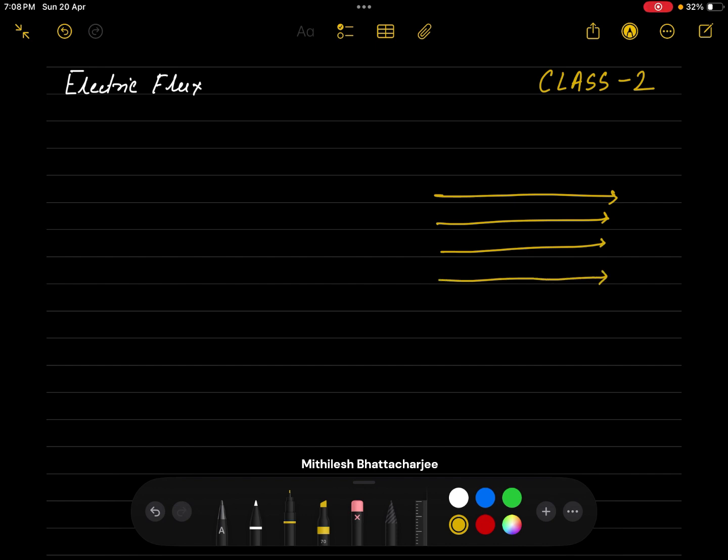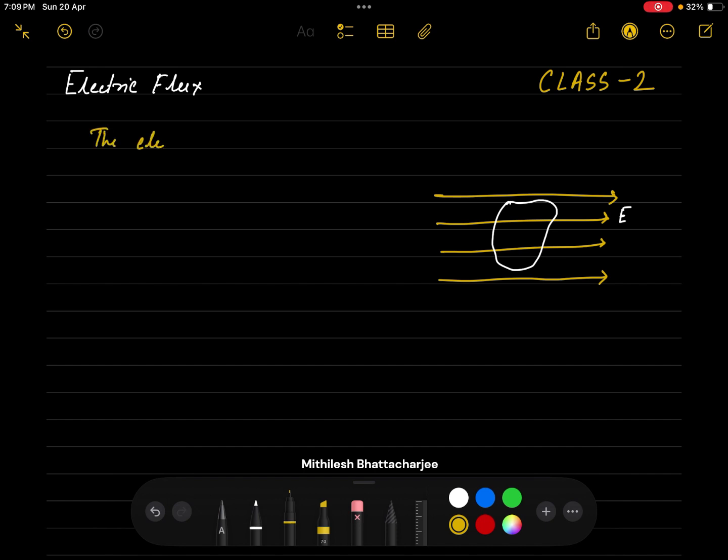And this is the surface. The electric fields, these are the electric fields. The electric fields which are passing normally to the surface are called electric flux. So we can write the definition.